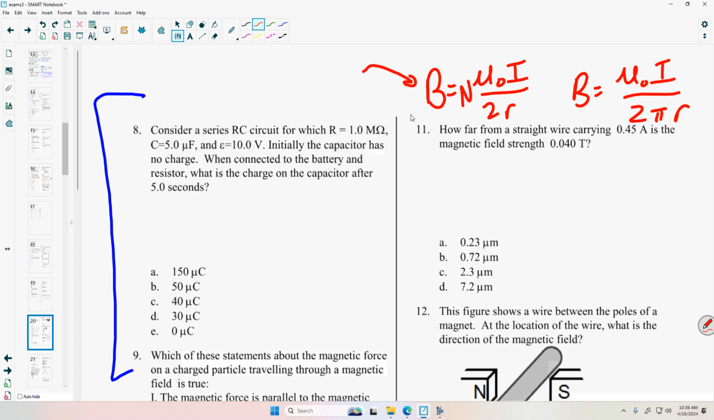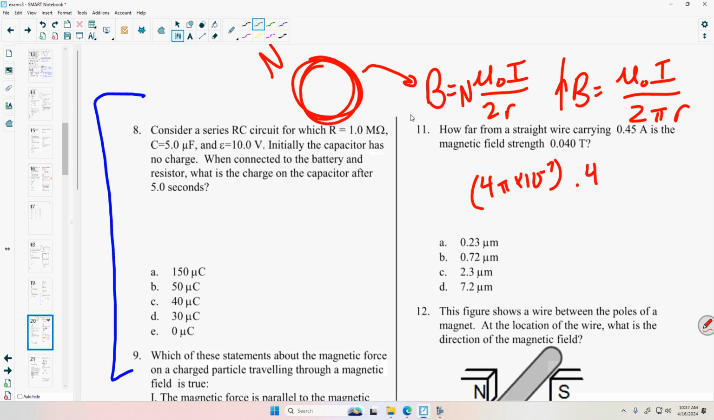This one right here has to do with a loop of wire, and the way I can tell is because it has an N in it, which tells me the number of loops. This one is for a straight wire, and that's what I have here. I have this long straight wire. It has a current of 0.45, so I have 4 pi times 10 to the minus 7, that's on your equation sheet, times 0.45, that's the current, divided by 2 pi, and then R is the distance from it. Oh, that's what I'm looking for. I'm looking for R, and it has a magnetic field of 0.04 Tesla. So then I solve that for R.